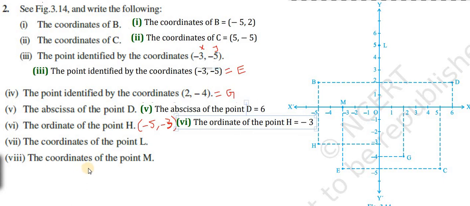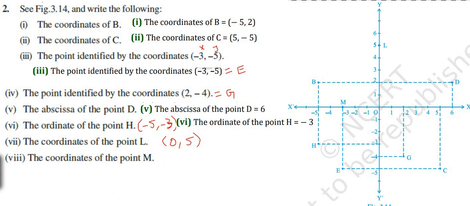Next, what is the coordinate of point L? It is easy. Where is point L? Here is point L. What is the coordinate of point L? X-axis 0, and this is on the y-axis, y-axis 5. So it is 0 comma 5.